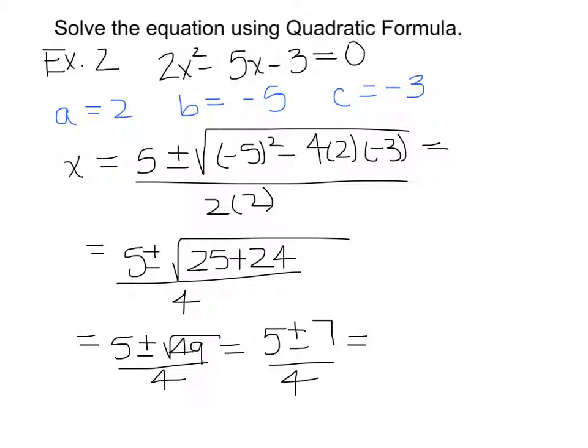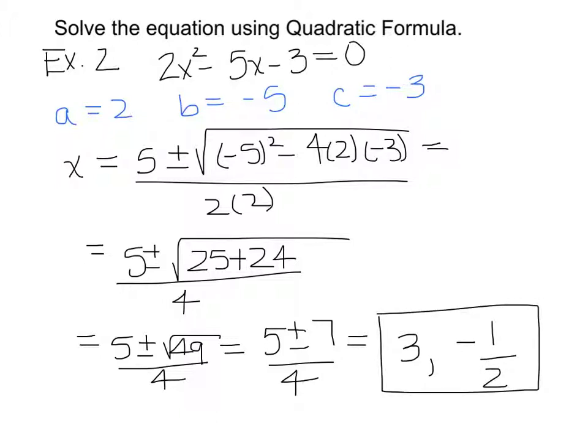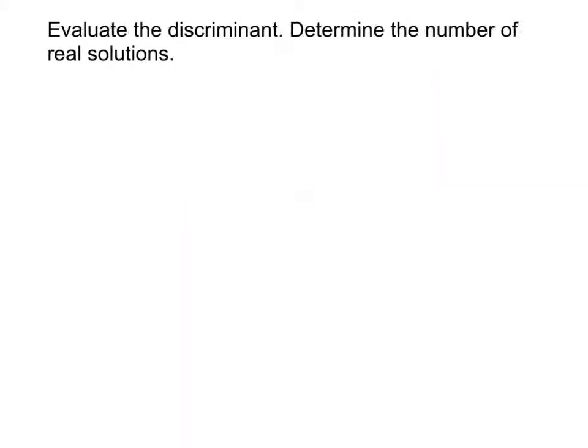So we're going to work out our two solutions since it came out to be a perfect square. 5 plus 7 divided by 4 is 3. And you got 5 minus 7, which is negative 2 over 4, which is negative 1/2. So sometimes they come out nicely, sometimes they won't. Okay, now we're going to look at some discriminant problems. And from the discriminant, we're going to determine the number of real solutions.